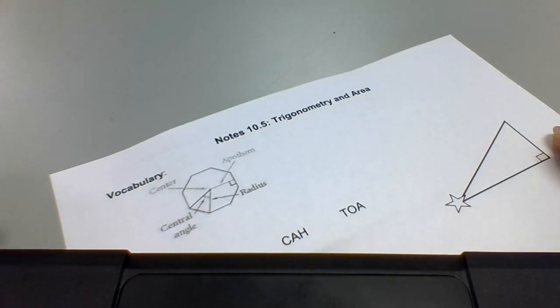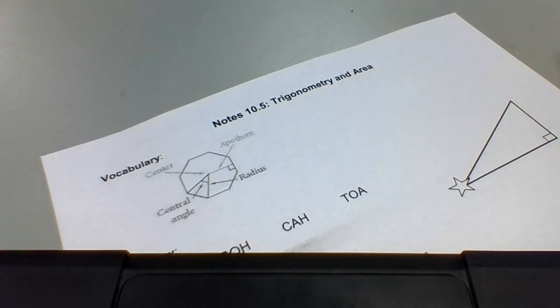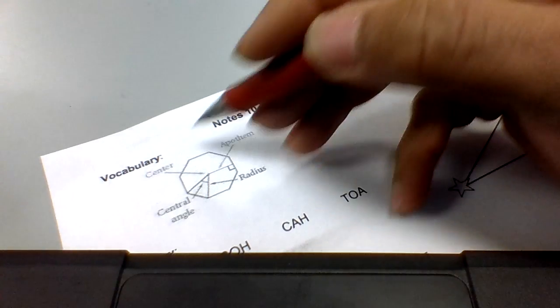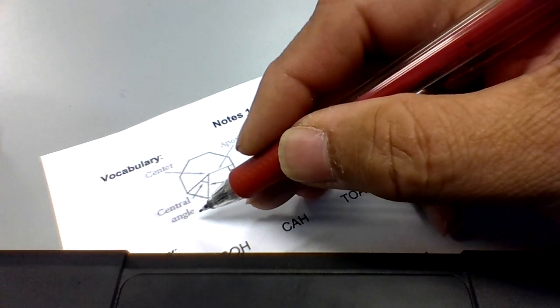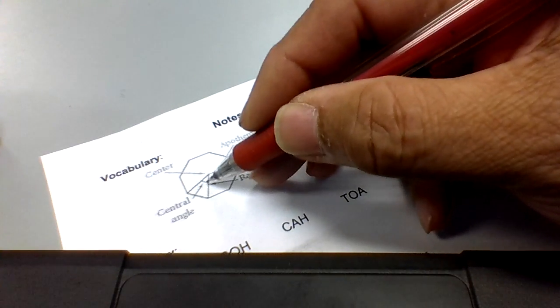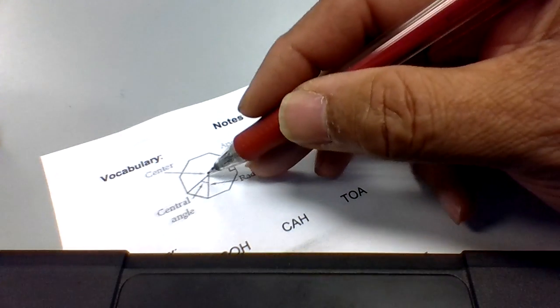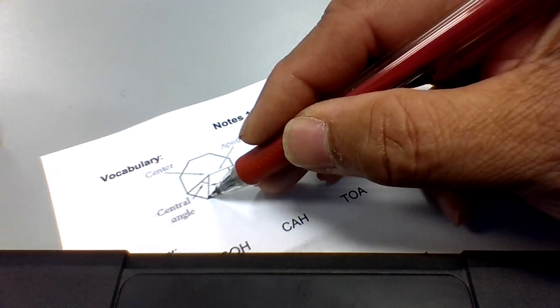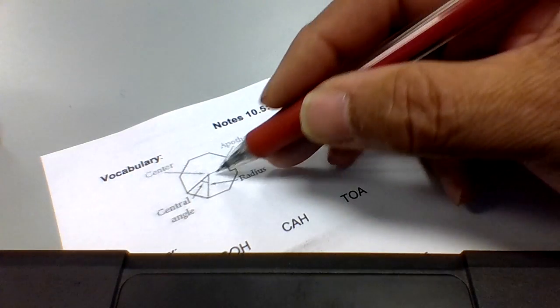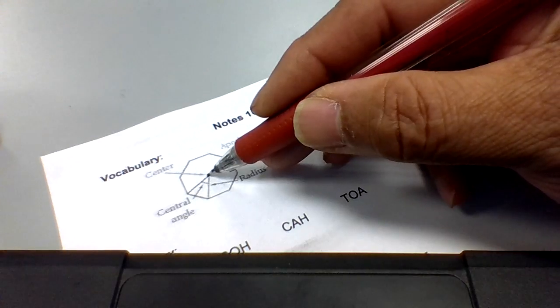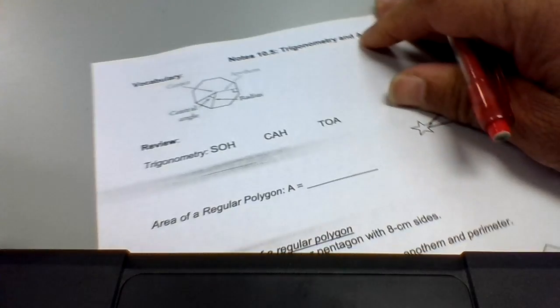All righty, here we go. 10-5, trig in area, back in chapter 8 again. As you can see, here's your definitions, your vocabulary, the center, the central angle, which is at the center here. Your radius goes from the center to your vertex, and the apothem goes down from the center to a side.